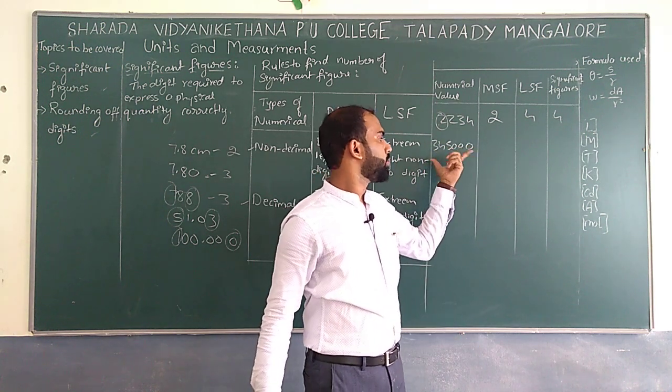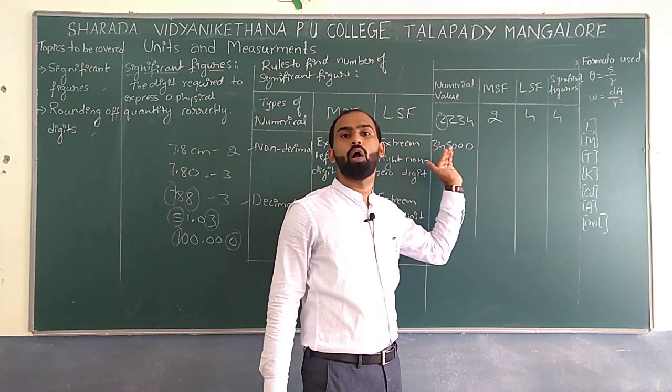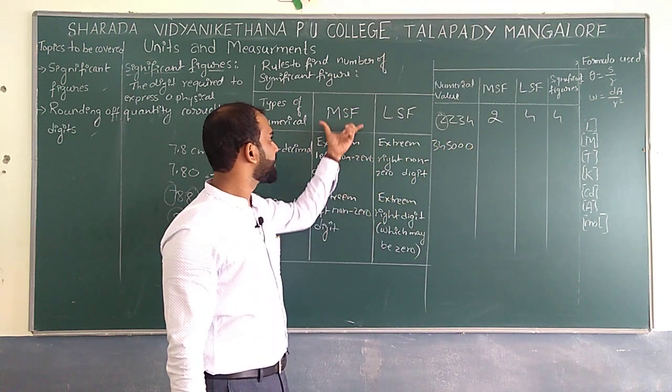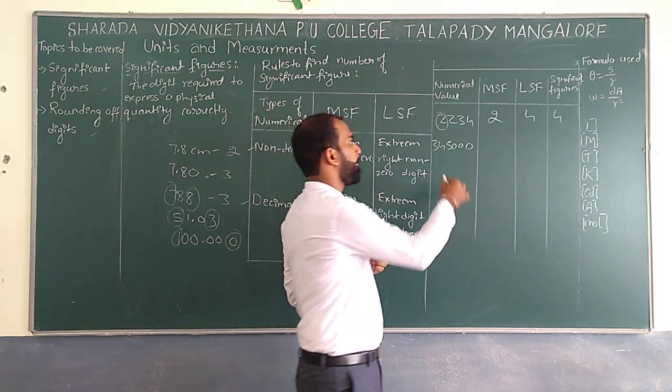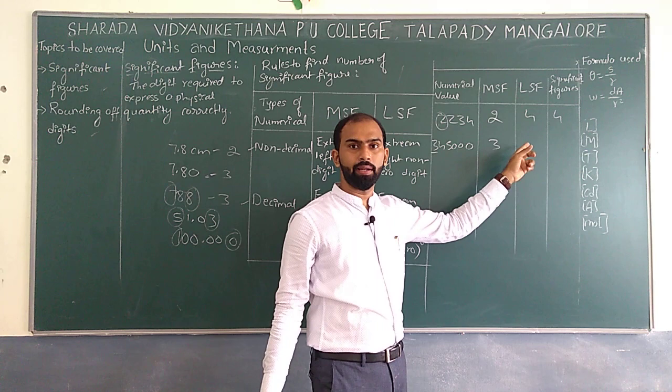Okay. So I have to check whether the given value is decimal or non-decimal. Obviously it is a non-decimal. If it is a non-decimal, check the MSF value. Extreme left. Extreme left is 3. Are you getting? Yeah. So LSF, what can I conclude over here?